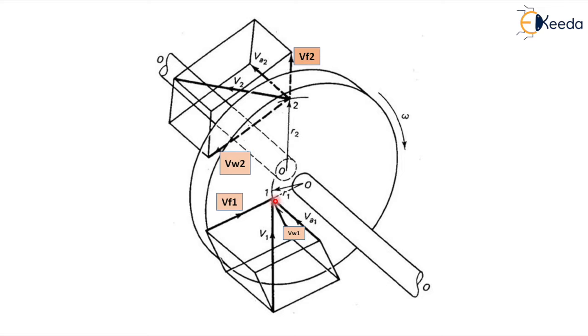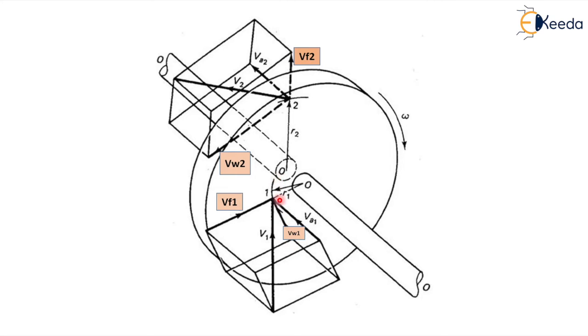Now you have to see very carefully the three components of velocity, that is VW1, VA1 and VF1. VA1 is the axial component of velocity, that is parallel to the shaft. VF1 is the flow velocity component and it is perpendicular to the shaft. VW1 is the tangential component.